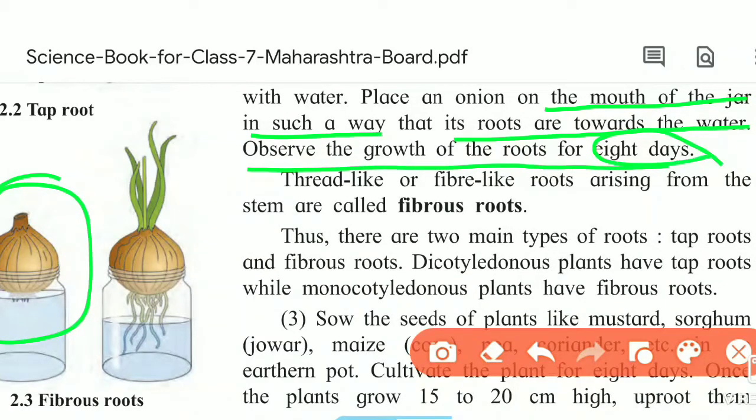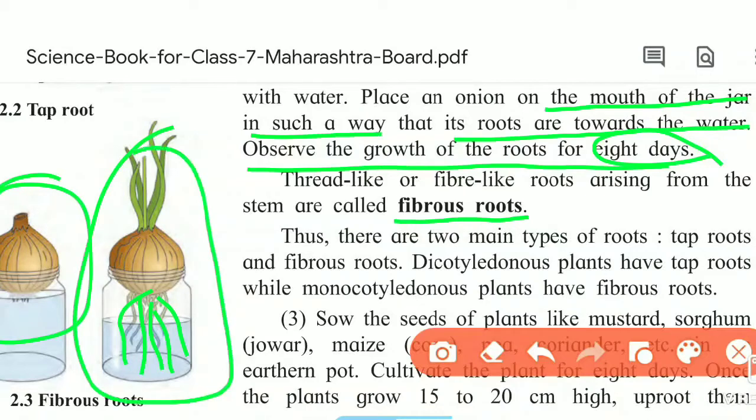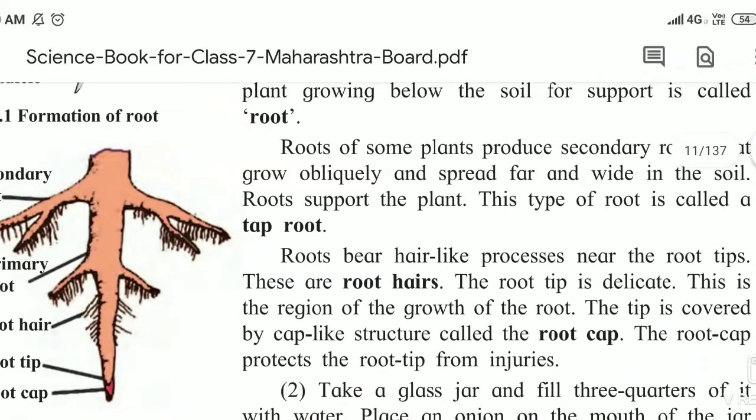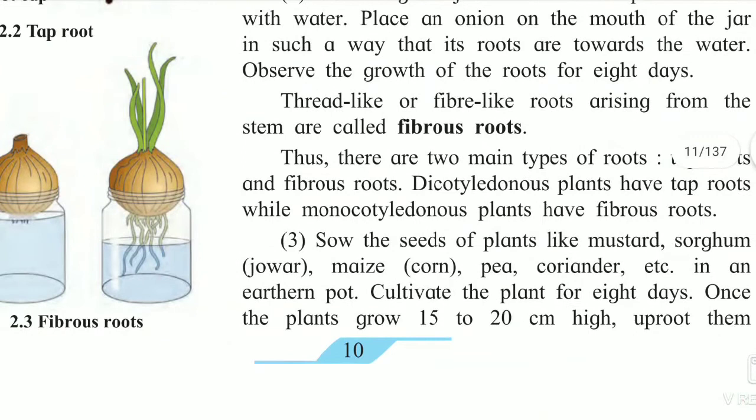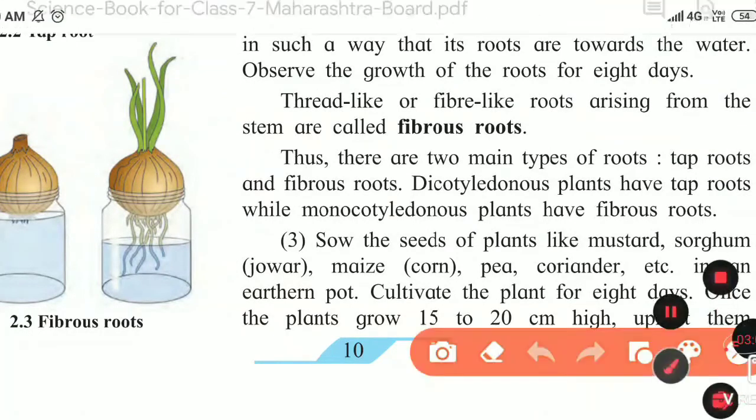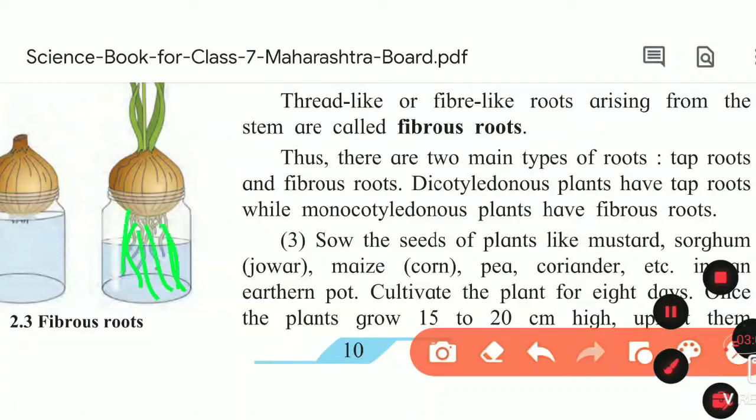After 8 days, thread-like, fiber-like roots arise from the stem, and these are called fibrous roots. If you see in the picture, the water level becomes less, and these types of roots have grown in the second picture, and its leaves have also grown. This type of root is like a fiber. The difference is that the earlier root has one main root and secondary roots, but in the fibrous root you will notice many different roots growing from the onion. This type of root is called a fibrous root.